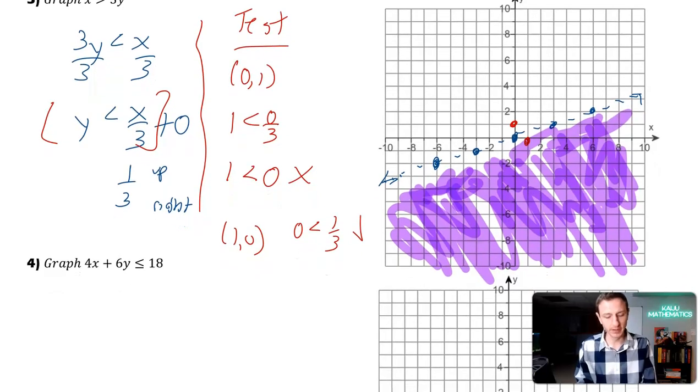And again, there is a way to just look at the inequality and be able to know which side you're highlighting. I typically don't like to lead with that because it is a little confusing. So if you look at this one, y is less than x over 3. Since y is less than x over 3, you want the values below the line. So here's our line, and we want all the values below.